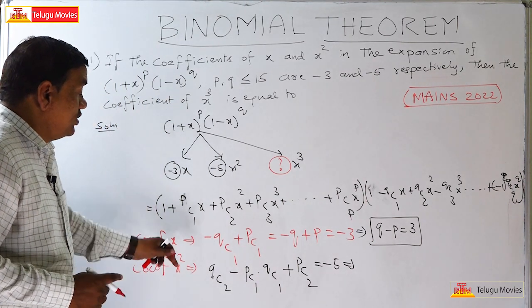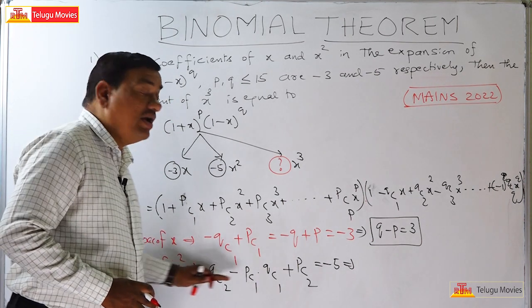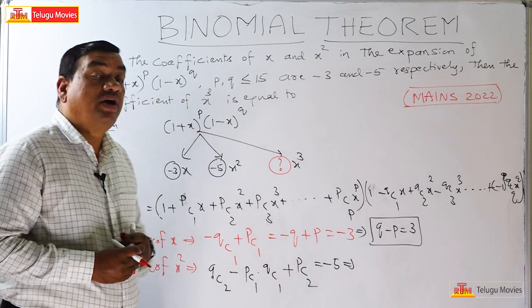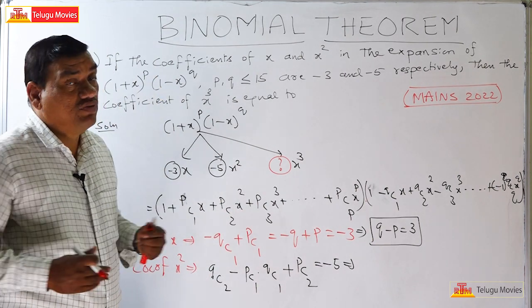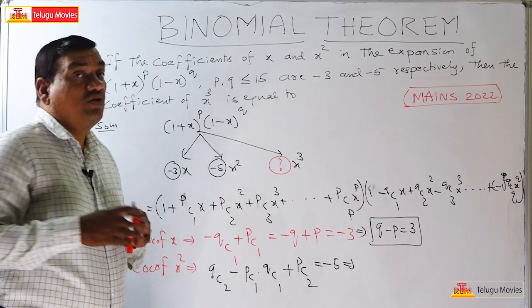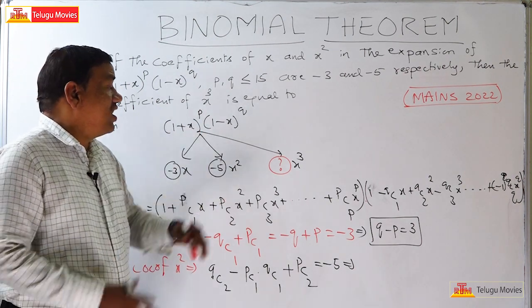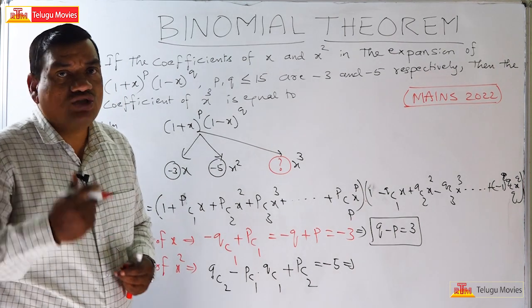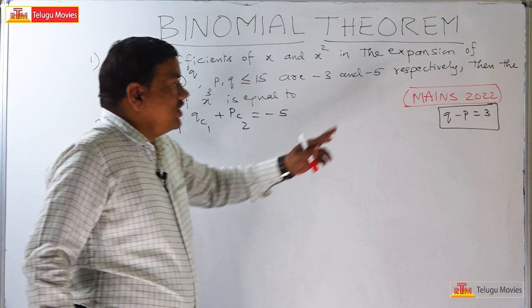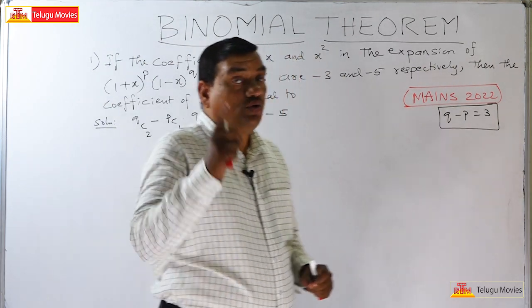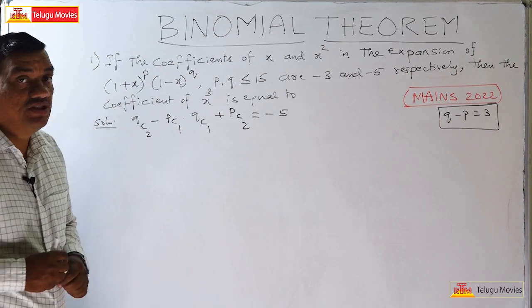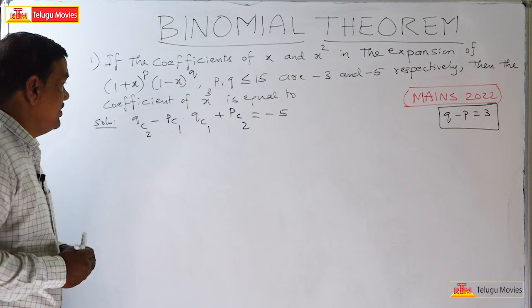Okay, now, right. So, from this equation we will get one more equation in Q and P. Let us solve those two equations. We will get the P value and Q value separately, and we will substitute there. Afterwards, we will get the x cube coefficient. Okay, now let us continue the solution. Welcome to the remaining calculation. Here already Q minus P is equal to 3. We got one relation between P and Q. So, let us get another relation from this equation.